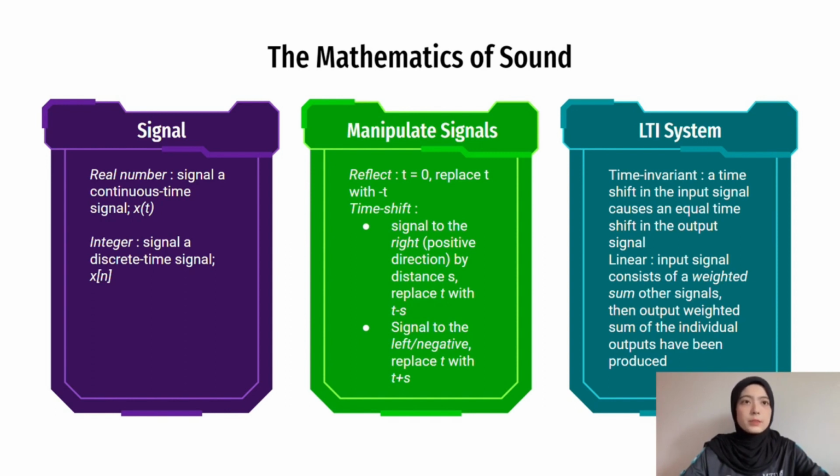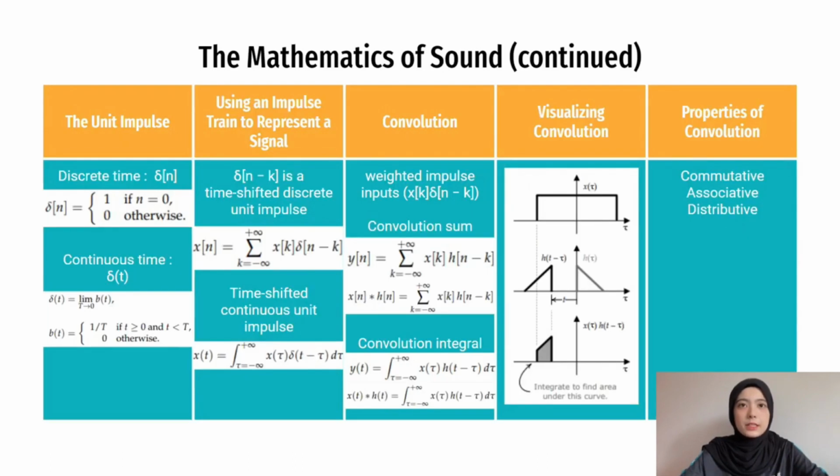Time invariant, a time shift in the input signal causes an equal time shift in the output signal. LTI is useful for two reasons, well understood and easy to work with mathematically, and many real physical systems in the field of audio propagation theory, electronics, mechanics, fluid flow can be modeled accurately. Next, the unit impulse. Discrete time uses delta square bracket n, while continuous time will use delta bracket t.